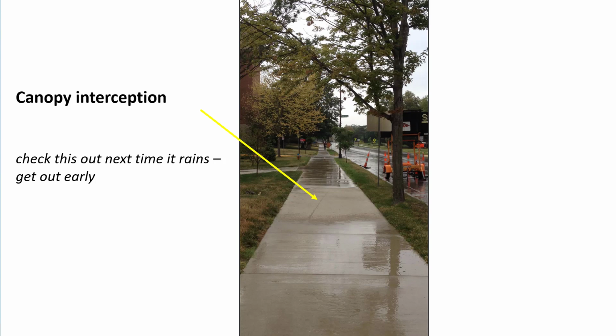And you can almost see the reverse of this on foggy mornings. The vapor will condense on the leaves and then drip around the drip line. So it's almost like a reverse. They capture moisture from fog. But this is canopy interception. And check this out next time it rains when you get out there early. It's really, really neat. You can see the space under this tree is dry for about the first 15 minutes or so.